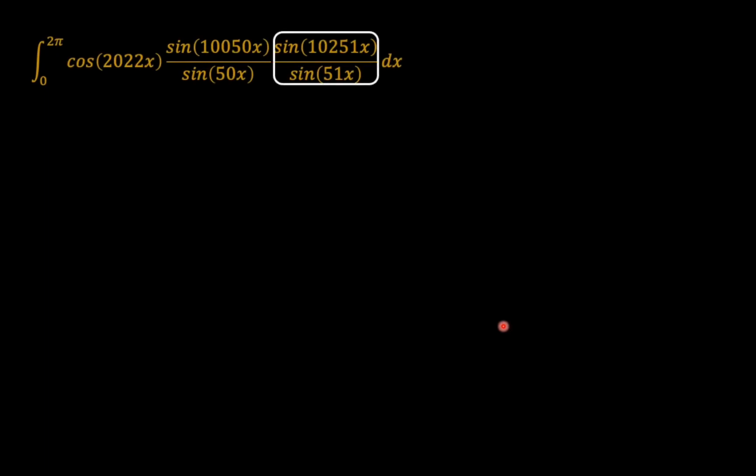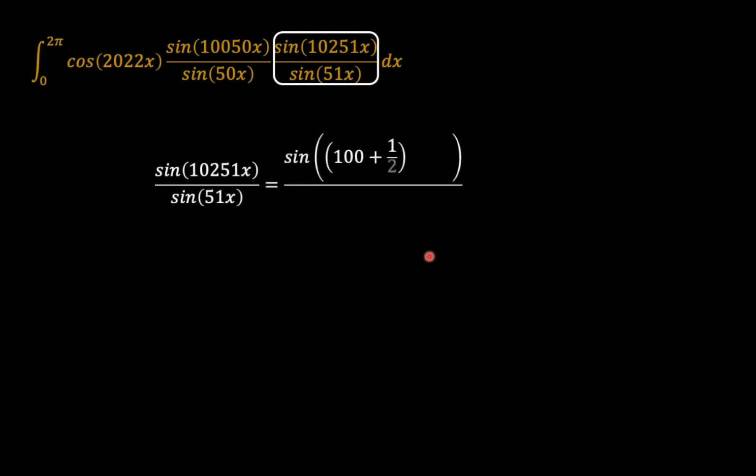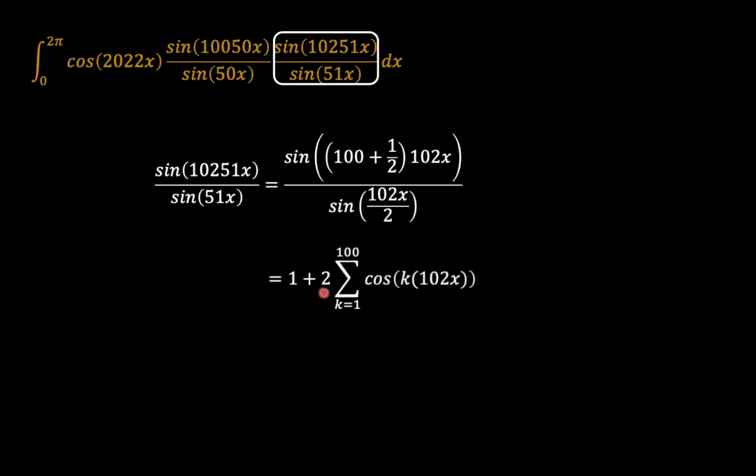So the sine 10,251x over sine 51x can be expressed as sine of (100 plus a half) times 102x over sine of 102x over 2. So this means that this is equivalent to 1 plus 2 times the summation from k equals 1 to 100 of cosine k times 102x. So we have these two expressions that have now allowed us to eliminate the denominators in these two fractions. So we can multiply cosine 22x times the Dirichlet Kernel expression corresponding to the first fraction and that corresponding to the second fraction.